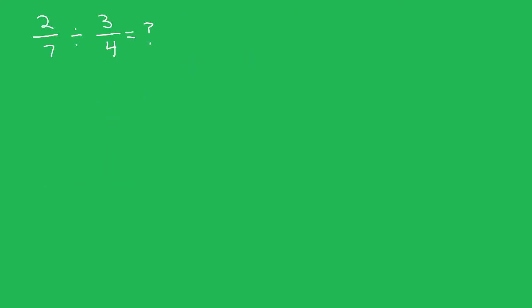So what we do here is we take 2/7, of course, and then multiply it by the second number flipped. So we're going to put the 4 on top and the 3 on bottom. So 4/3. So 2/7 times 4/3. So we just multiply the numerators together, 2 times 4, and the denominators, 7 times 3, which gives us 8/21.